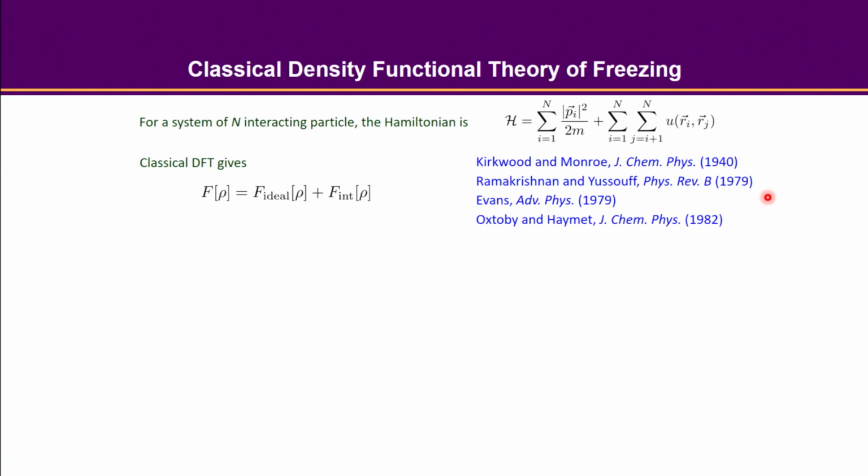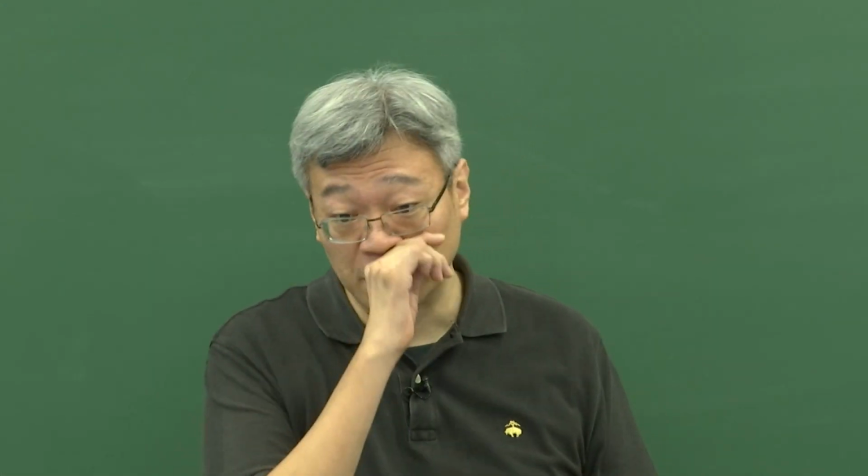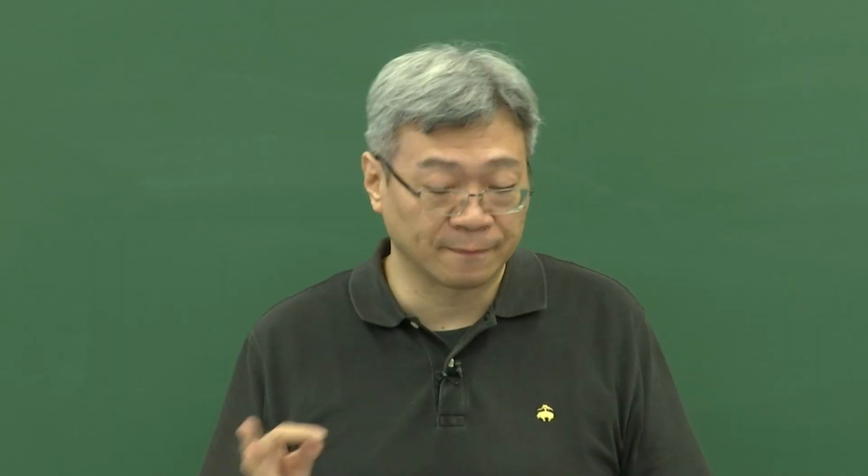And since the 1980s, Oxtoby and Haymet made a lot of progress, also using DFT to study solid-liquid interfaces. So the idea of this so-called density functional theory is that atomistically, right? You have a many-particle system. You have n particles, and you have to track their positions and momenta. So there are a lot of degrees of freedom, right? You have 6N degrees of freedom to track all the time.